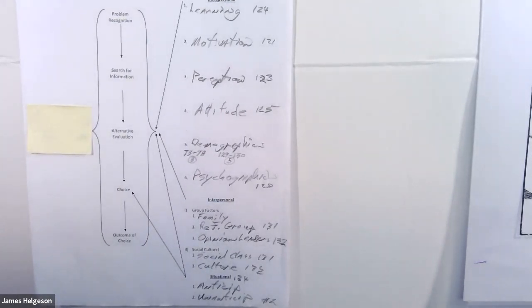Situation variables, 134. It says a number 2 down there. I don't know what that means. That's just a page number, I guess. And of course, under situation, what do we have? We have anticipated, that says anticip, and unanticipated situations.